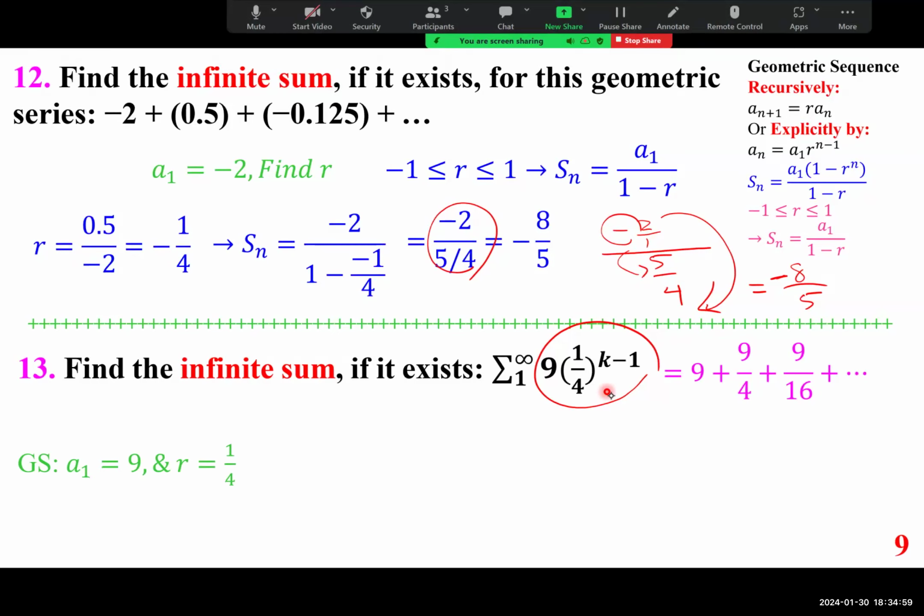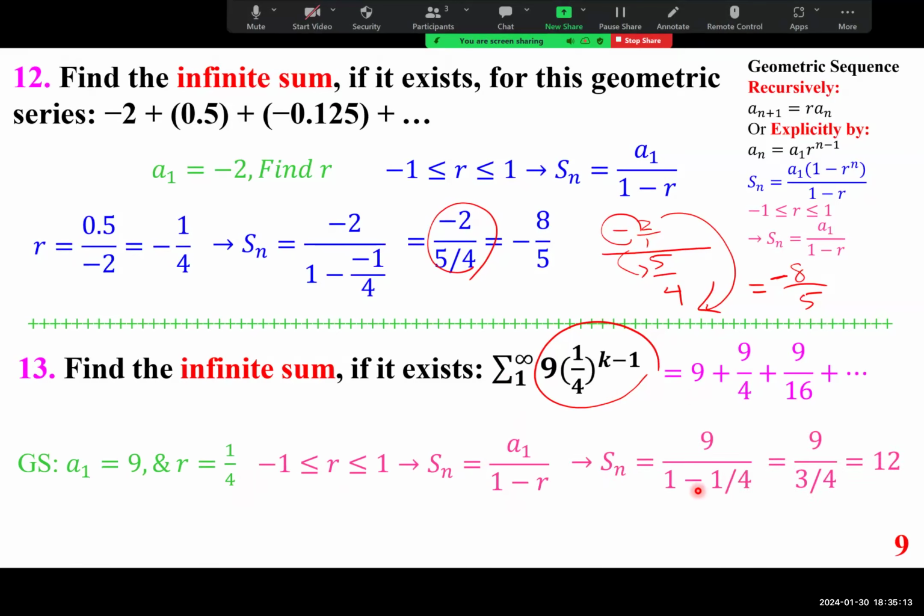Because r is between -1 and 1, we can use the formula here. So replace the a sub 1 with 9, 1 minus r with 1/4. And now this is 3/4, and you may recognize this one as 9 times 4/3. 9 divided by 3/4 is the same as 9 times 4/3, which gives us 3 times 4 is 12. I mean, it's just dealing with basic fractions, so that shouldn't be a big deal.